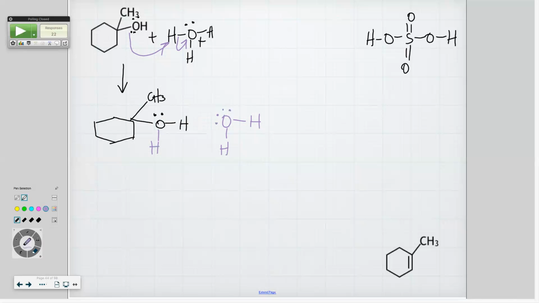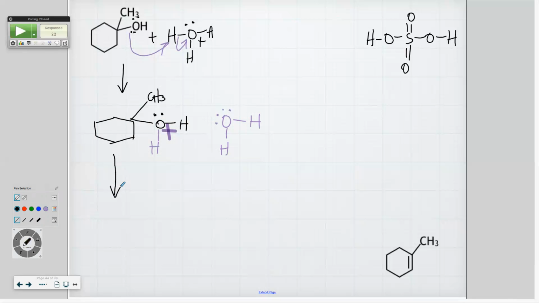Okay, so this O over here was positive. What is it now? Neutral. Does that make sense? Everybody agree that O is neutral? Okay, what about this O? It was neutral and now it's really positive. Don't forget it. Okay, so that was step one. We protonated the alcohol.